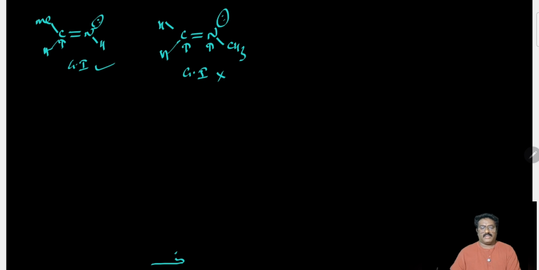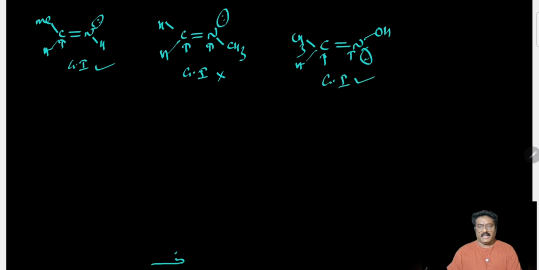Have a look at the example. Carbon double bonded with nitrogen bearing OH and a lone pair, with CH3 and H on carbon. The restricted site has different types of groups, CH3 and H, and nitrogen has one lone pair and OH. It can show geometrical isomerism.